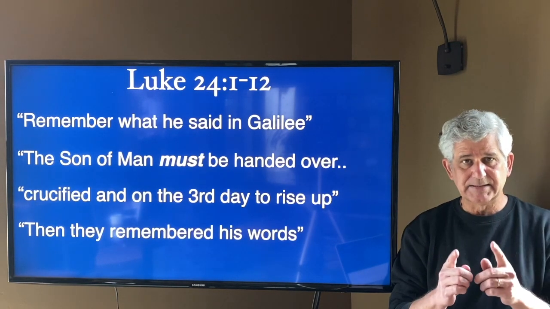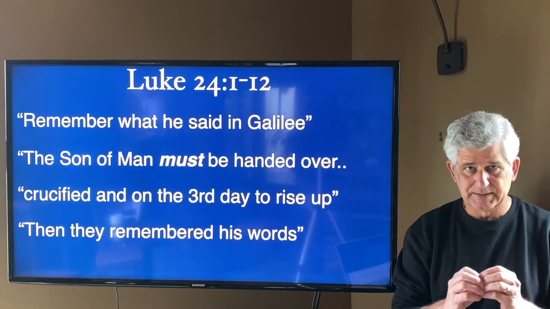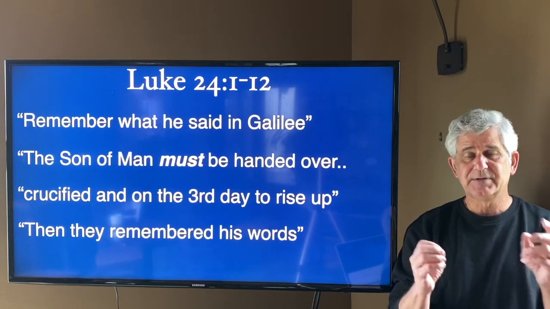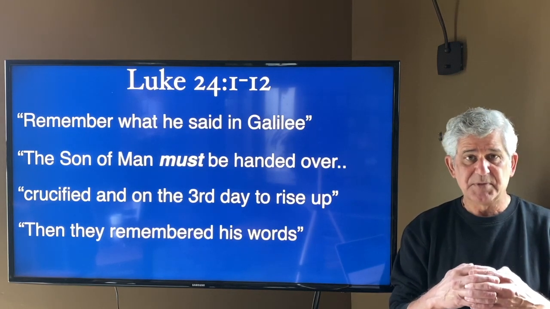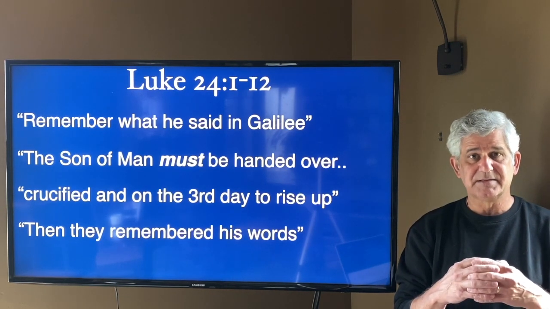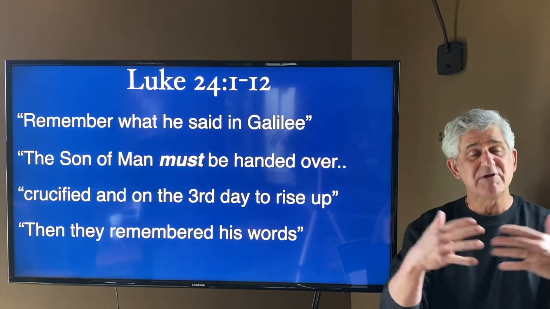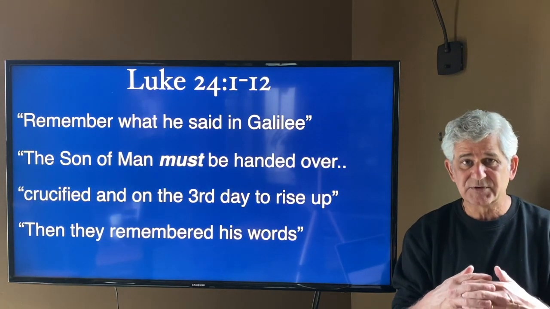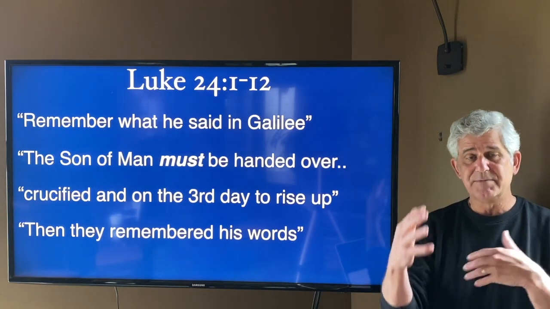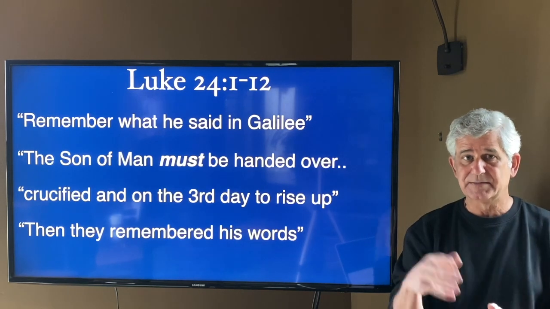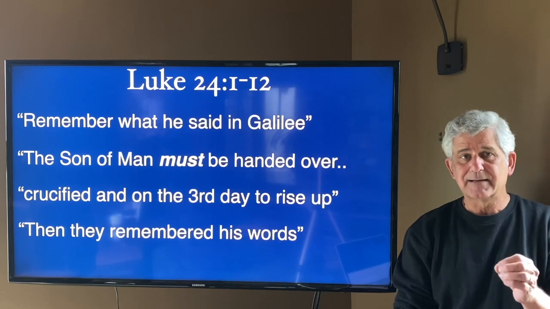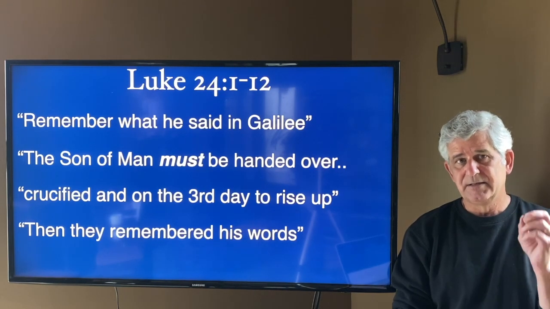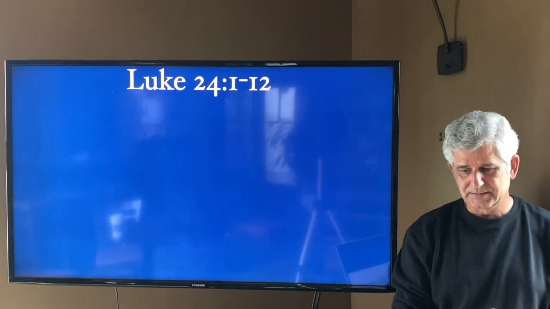And then critically, the women remembered his words. The word "member" refers to body parts, and to be dismembered is to lose a body part. To be remembered is to reattach yourself to something. And they are reattaching themselves to the words that Jesus had said. It's an act of faithfulness to remember the words of Christ.